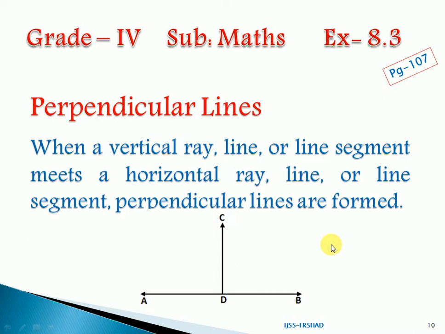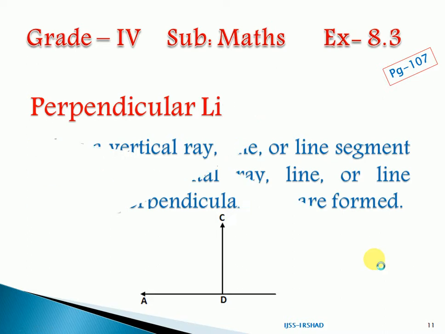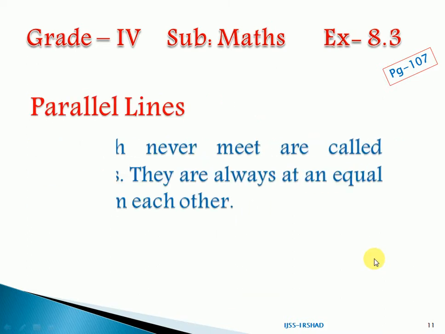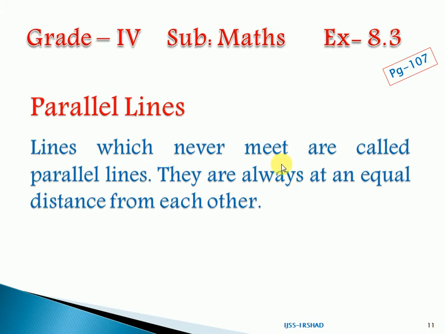Now we will move to parallel lines. This example you can even find in the English letter T, English letter L. Now let's move to the next point, parallel lines. So what are parallel lines? Lines which never meet are called parallel lines. Maybe two lines, 3 lines, 4 lines, they never meet each other, they are called parallel lines. They are always at an equal distance from each other.